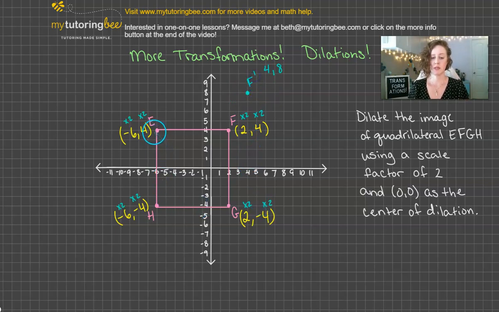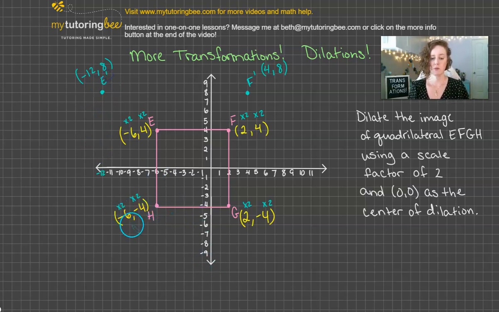Okay, and then let's go over to E. We multiply each of these again by 2, so -6 times 2 is -12, and 4 times 2 is 8 again, so that's our new coordinates. Oops, I forgot my parentheses there. So (-12, 8), let's see, I need one more label here. (-12, 8) is going to be right here, so that's going to be E prime.